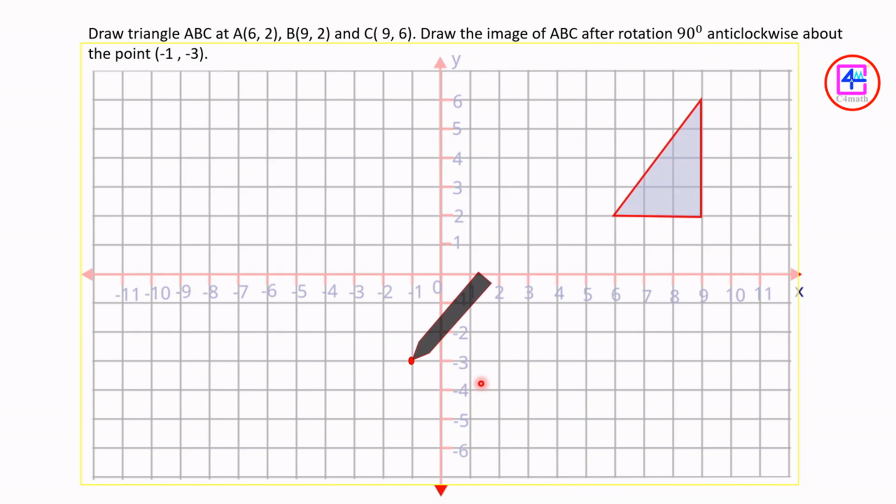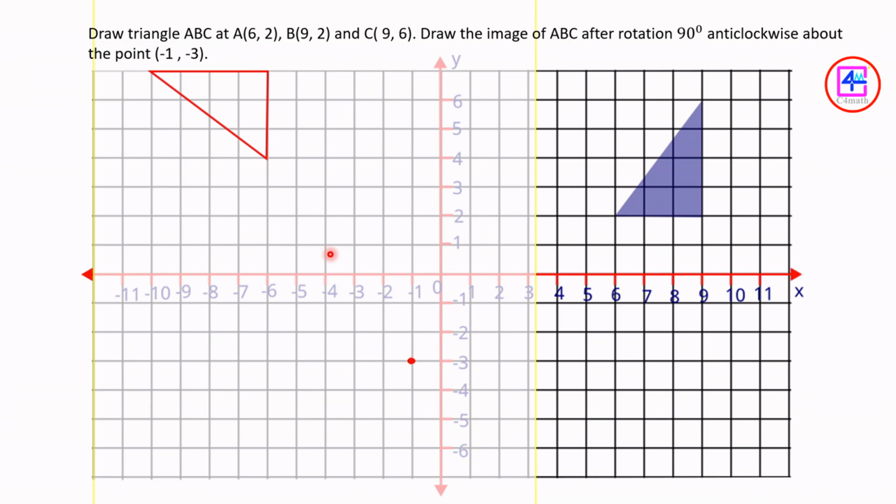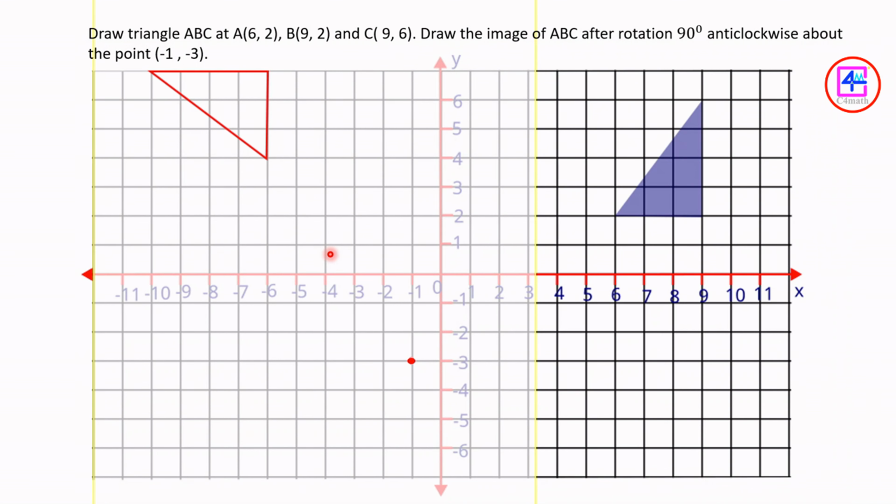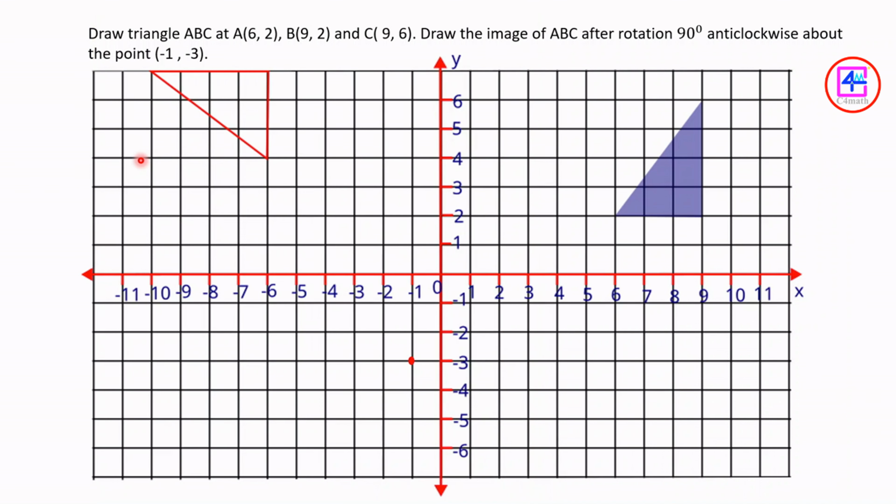Then use the pencil, keep the pencil here and rotate the tracing paper 90-degree anti-clockwise. That is opposite to the clockwise direction. That means this side will come here. Then we can rotate now. Yes, the previous one, and this one is the rotated one. Then now we can draw this triangle on the grid.